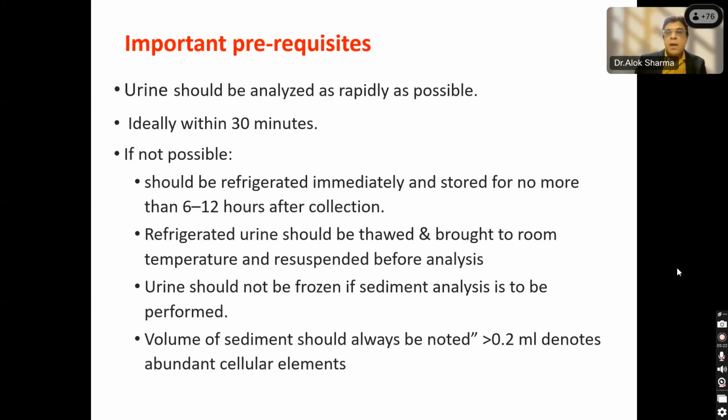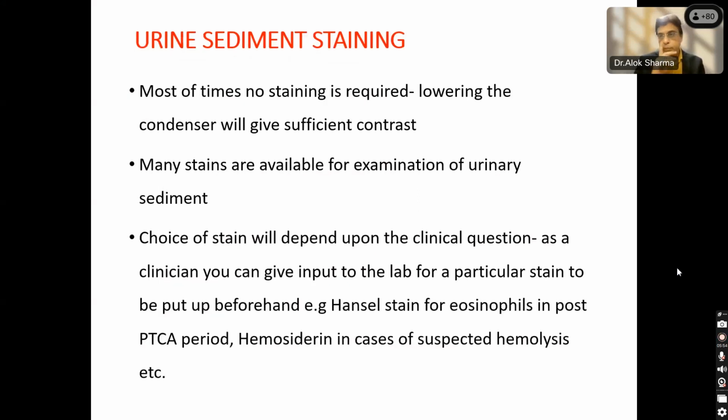So remember, the urine should never be frozen, particularly when you want to do a sediment or a microscopic analysis on it. And when you have spun the urine and taken the sediment, you should always determine the volume of the sediment, in your report or wherever you want to do it in the laboratory. Usually, a sediment which is more than 0.2 centimeter will denote a lot of cellular elements. So if you centrifuge it and you get a sediment which is 0.2, you can be sure that you have sampled a good number of cells. So these are a few prerequisites before you start doing the microscopic examination.